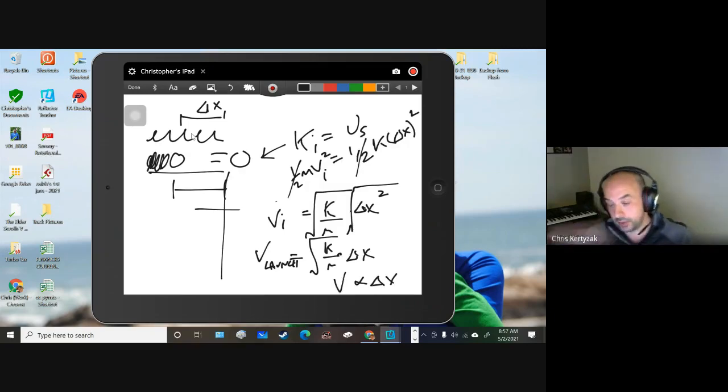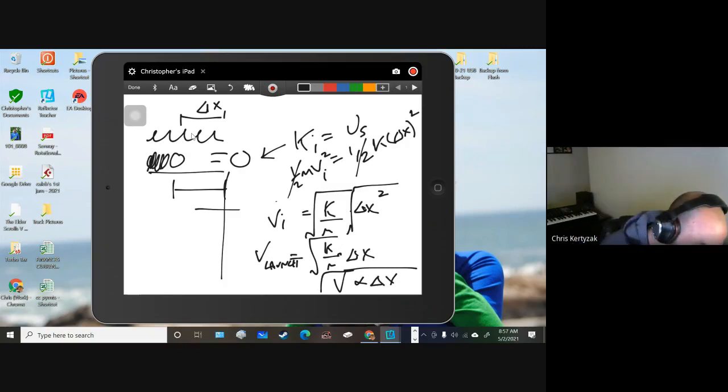Worthy of noting that that launch speed is proportional to delta x. So if you were to double the compression up on the table there, push it in twice as far before you release it, and then let it go, it should come off the edge of the table with twice as much speed because of that right there, right? What else is there to say?